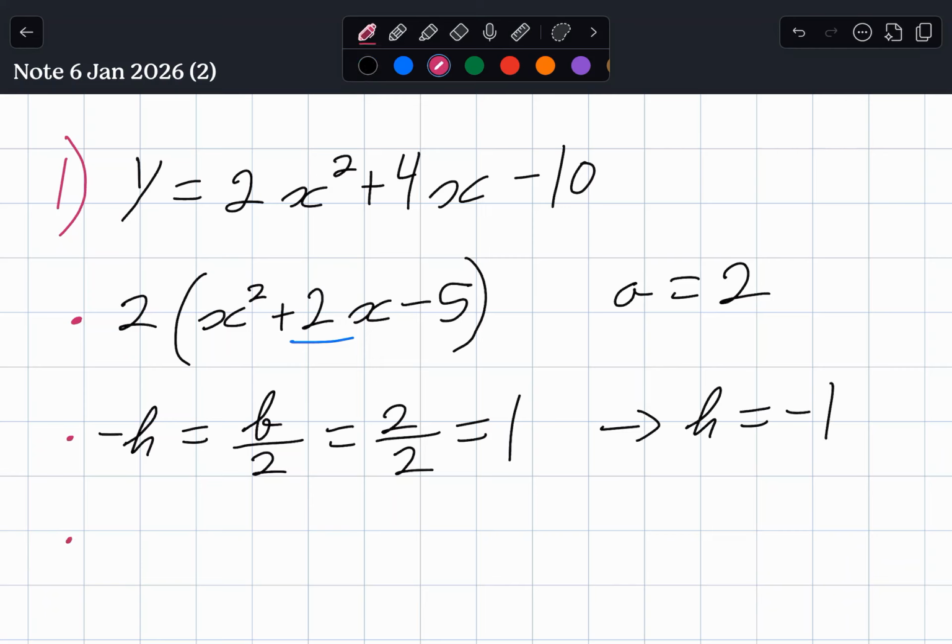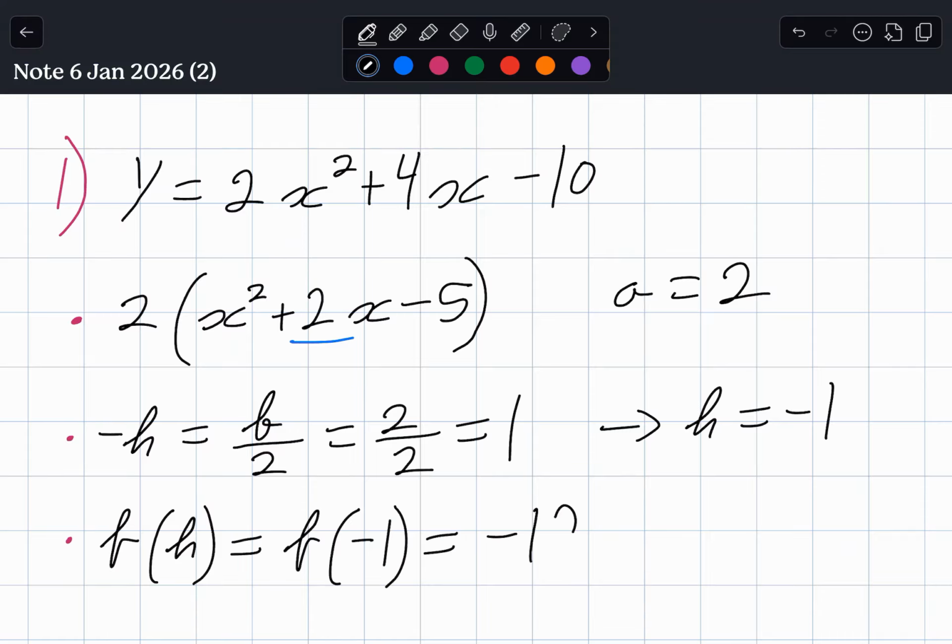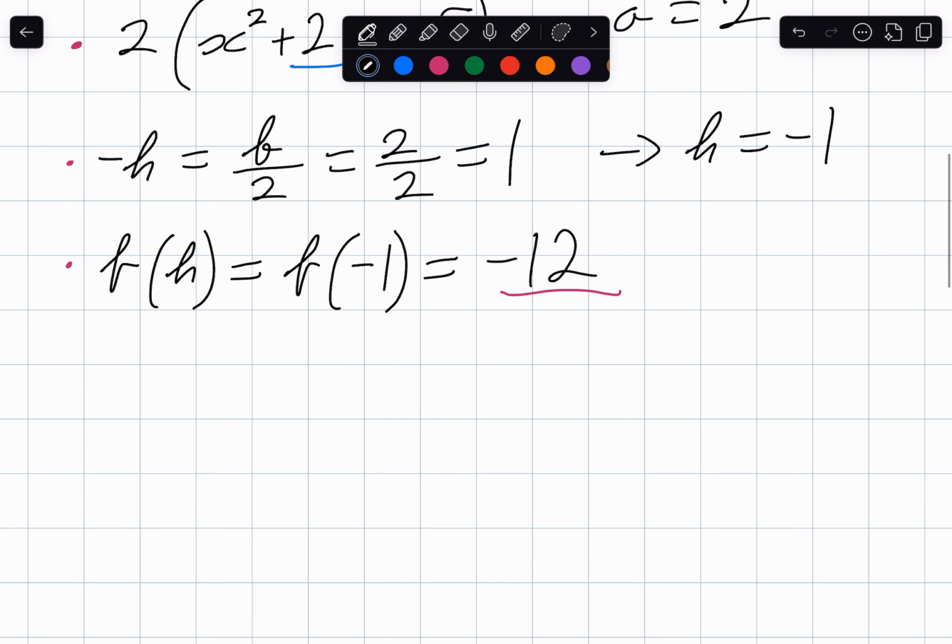And so the third step, the final one, is to sub in what we found h as inside the function. So we sub in minus 1 inside the function. That's going to give us our k, which is minus 12. Because our h is the x, and the corresponding y value to that is the k, because h and k are coordinates on the function.